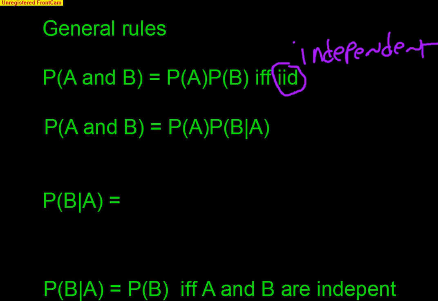Okay. But what if they're not independent or we're not sure? Then we use a general rule. So the probability of A and B is equal to the probability of A times the probability of B given A. That's the rule. Just write it down. We'll talk about it, and as we start working through some of the problems, hopefully they'll start making a little more sense.